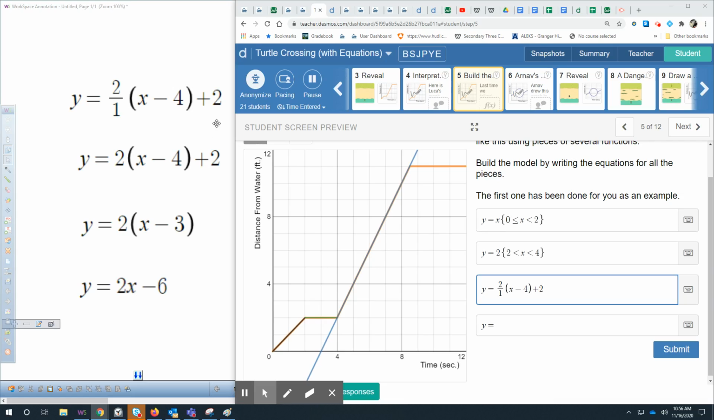Okay, so here are some other answers that people put for this question. Well, here's the one that we put right here. We're gonna look at some of these others and see how they're really the same line. They still work, they're just going about graphing it a different way. So first is this one right here, y equals 2 times x minus 4 plus 2. Well, why is that the same as y equals 2 over 1 times x minus 4 plus 2? Well, 2 over 1 is 2, so you can simplify your slope into a single number sometimes.